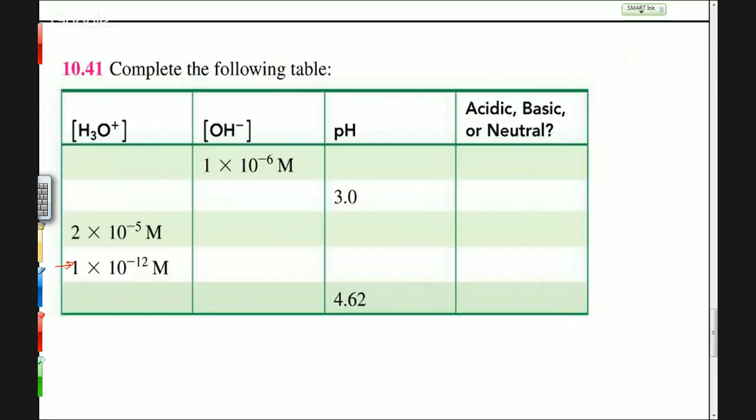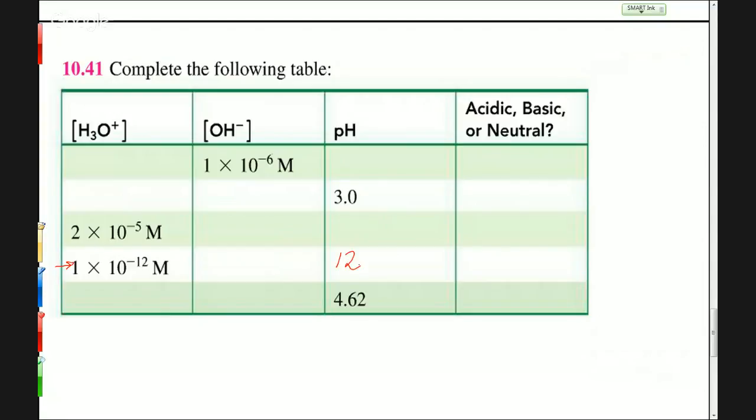How do you figure out the pH if that is the hydronium concentration? It's the formula, minus log. Yes, so you take the negative log of that. And what is the negative log of that? You shouldn't necessarily need a calculator for this one because it's an easy one. It'll be 12, because that's the exponent. So we can say that the pH of the solution would be 12.